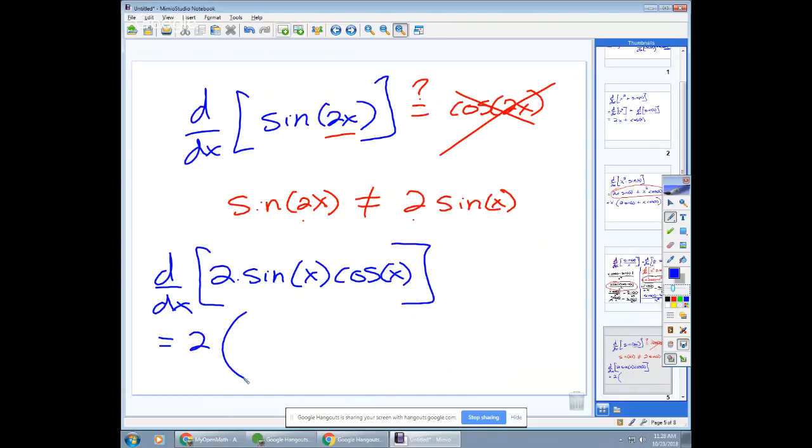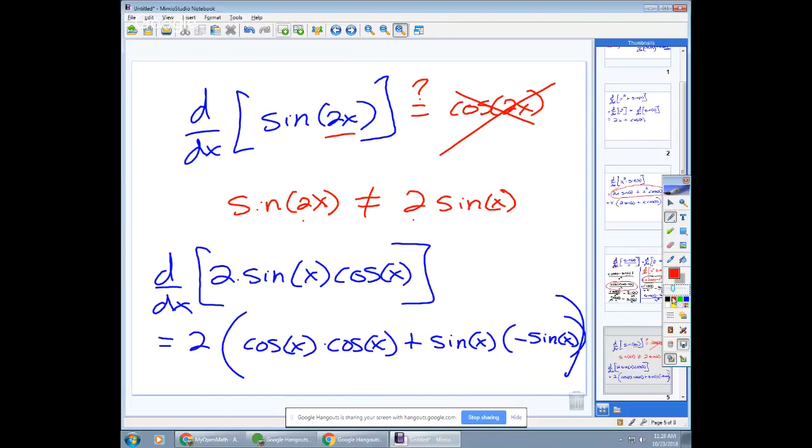Product rule: derivative of the sine is the cosine, times the cosine, plus the sine times the derivative of the cosine, which is negative sine of x. Lots of parentheses. So altogether, I'm going to switch colors. I have 2 times parentheses cosine squared of x minus sine squared of x.